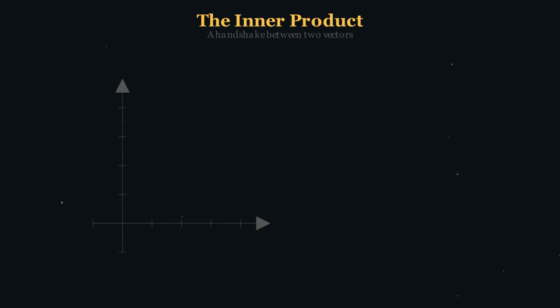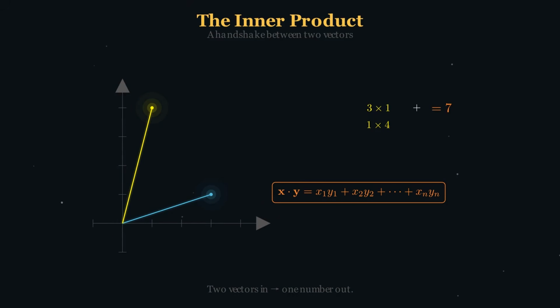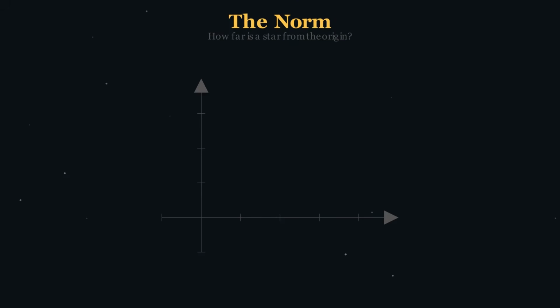The inner product, also called the dot product. If you have 2 points x and y, their inner product, x dot y, is what you get when you multiply matching coordinates and then add everything up. So x dot y equals x1 y1 plus x2 y2, all the way to xn yn. It's like a handshake between two vectors, a single number that tells you something deep about how they relate to each other.